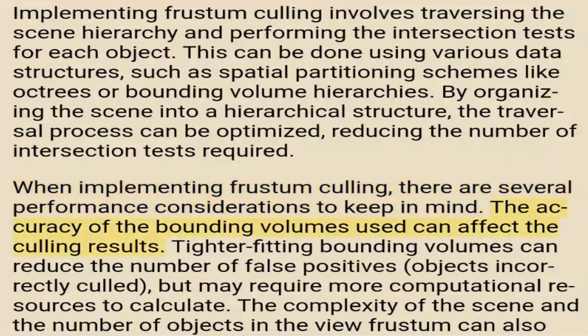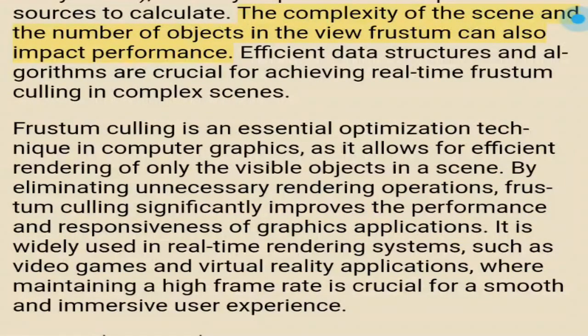The accuracy of the bounding volumes used can affect the culling results. Tighter fitting bounding volumes can reduce the number of false positives, objects incorrectly culled, but may require more computational resources to calculate. The complexity of the scene and the number of objects in the view frustum can also impact performance. Efficient data structures and algorithms are crucial for achieving real-time frustum culling in complex scenes.